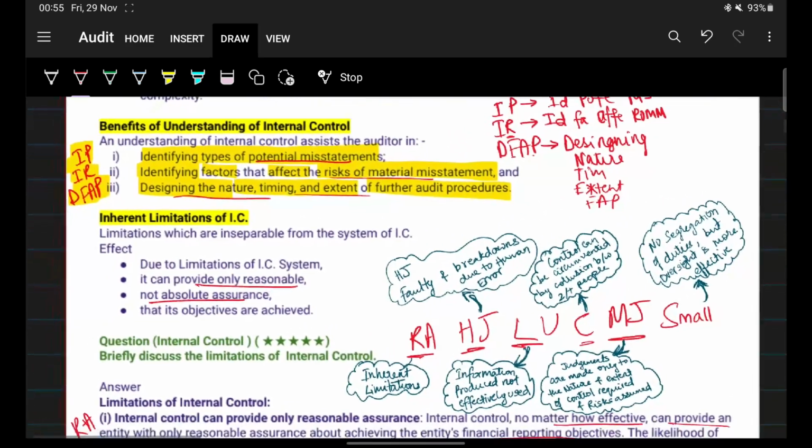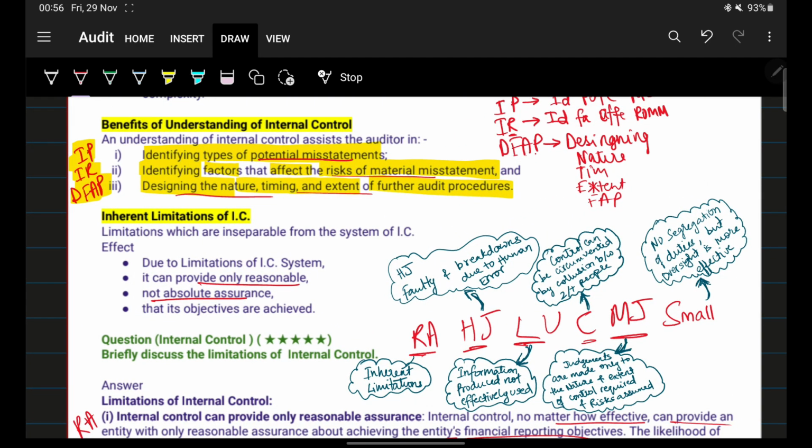Next part is the limitations. Okay, this point, I feel like it's a bit pointless, to be honest. It just says that the inherent limitation is that it can provide only reasonable assurance and not absolute assurance. Okay, and it just says that the internal control system gives only reasonable assurance but not absolute assurance that its objectives are achieved, which I feel like even if you don't read it, it's okay.